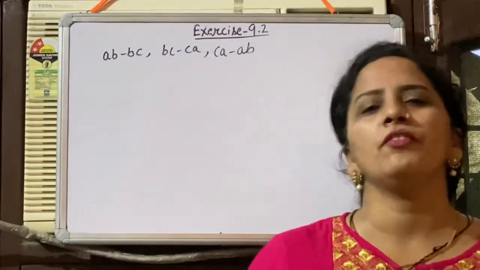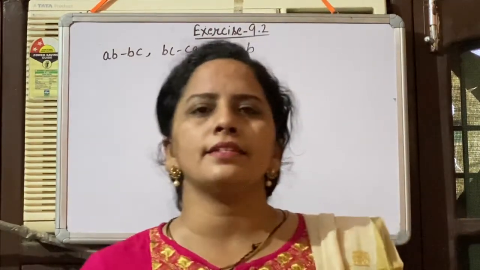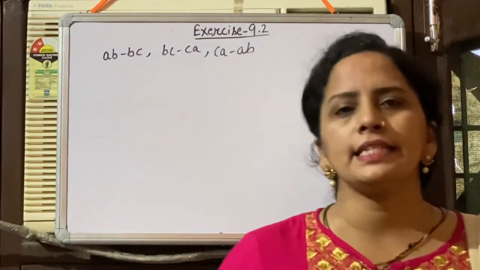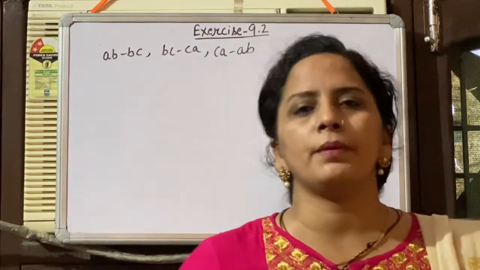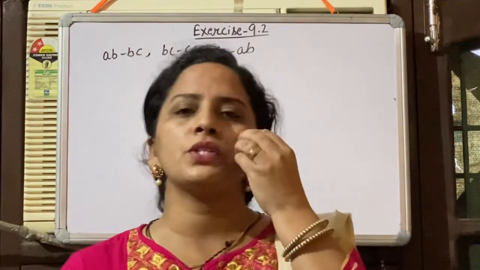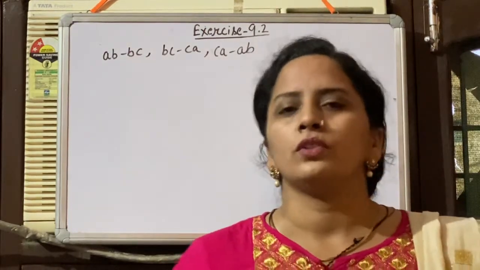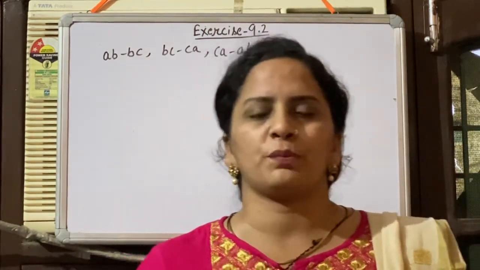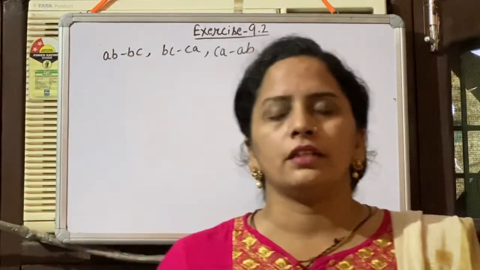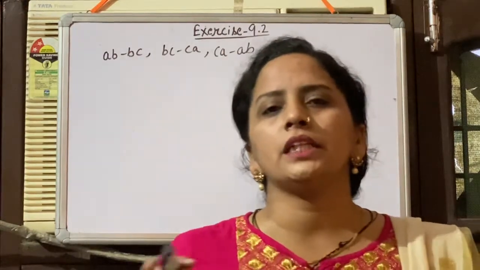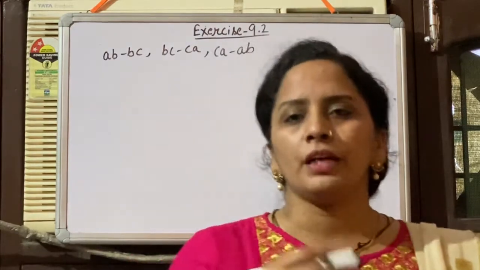Students, today we are going to start the next exercise of chapter number 9, that is exercise 9.2. In this exercise we will discuss how to add and subtract algebraic expressions. Before starting our topic, first of all we need to know some basic steps to add and subtract algebraic expressions. That means when we have to add the terms, first write down all the terms in different rows, then put the like terms one below the other.